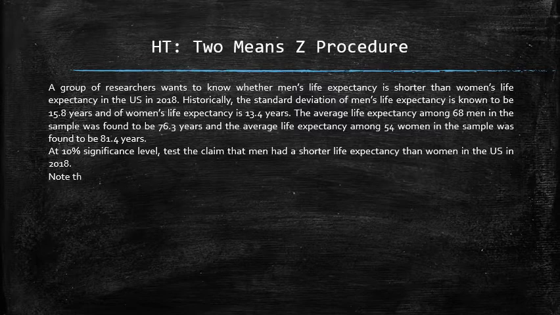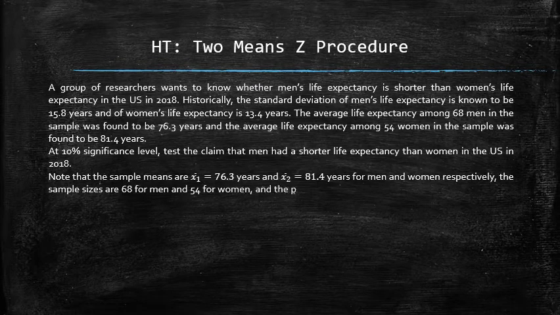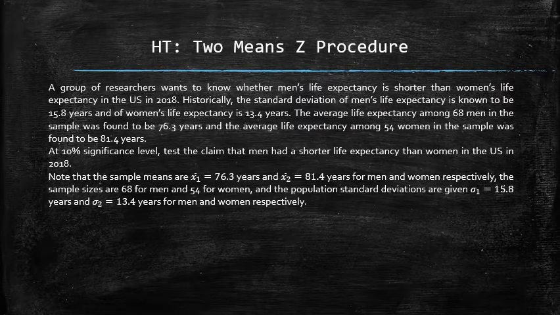First, let's note that the sample means are 76.3 years and 81.4 years for men and women respectively. The sample sizes are 68 for men and 54 for women. And the population standard deviations are given. Sigma 1 is 15.8 years and sigma 2 is 13.4 years.